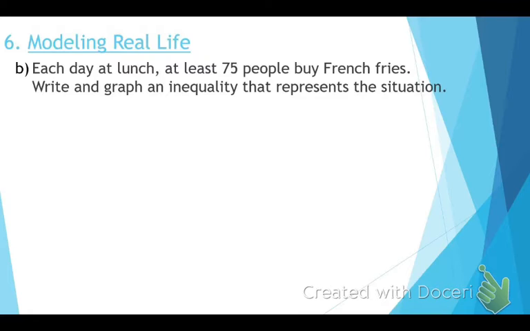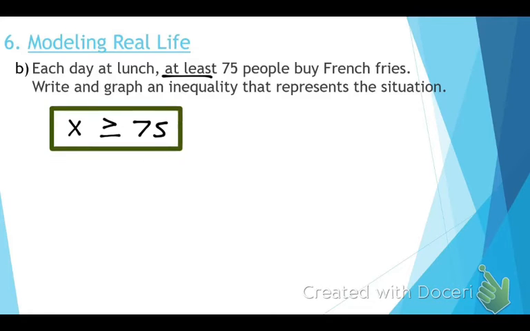All right, problem B. Each day at lunch, at least 75 people buy French fries. Write and graph an inequality that represents the situation. Okay, with an inequality, we will always start with a variable. We know the number that we're looking for is going to be 75 people. Hardest part, at least 75 people. Class, could it be exactly 75 people buy French fries? Yes. Could it be more than 75 people do? Yes, so it has to be a greater than. Raise your hand if you got that same exact thing. Excellent.